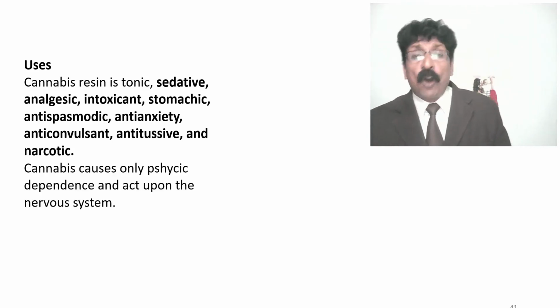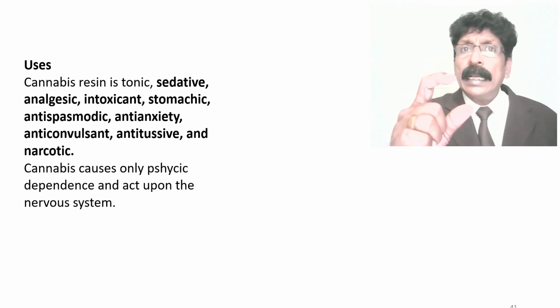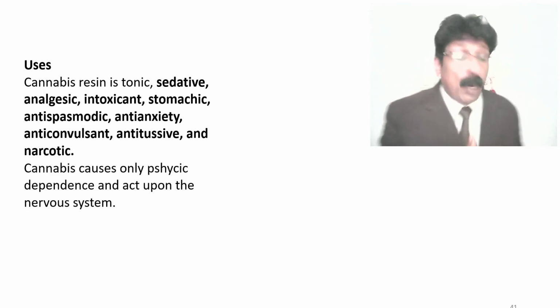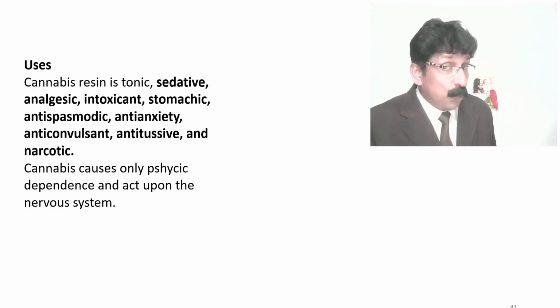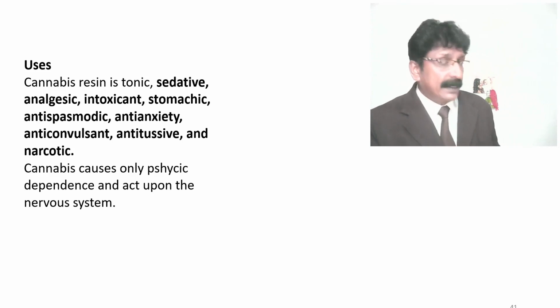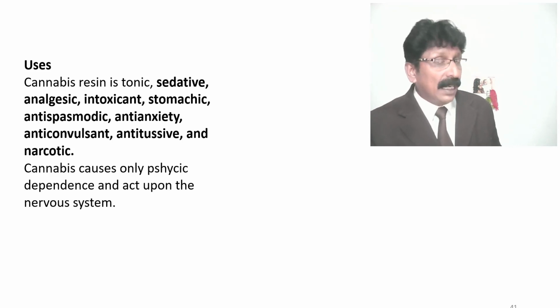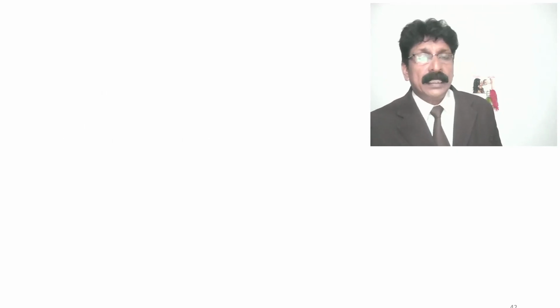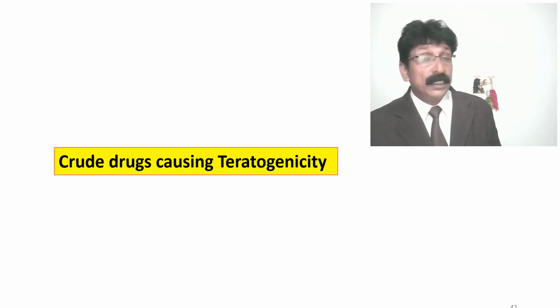Cannabis causes only psychic dependence and acts upon the nervous system. So you are getting addicted. As you studied addiction and tolerance in general pharmacology, you need to know the difference between addiction, tolerance, psychic addiction, and addiction due to tolerance. The difference you should study.